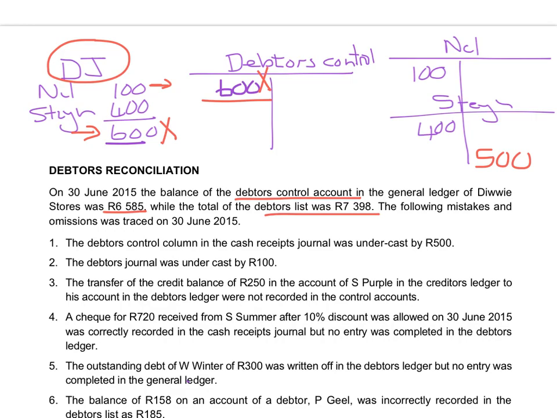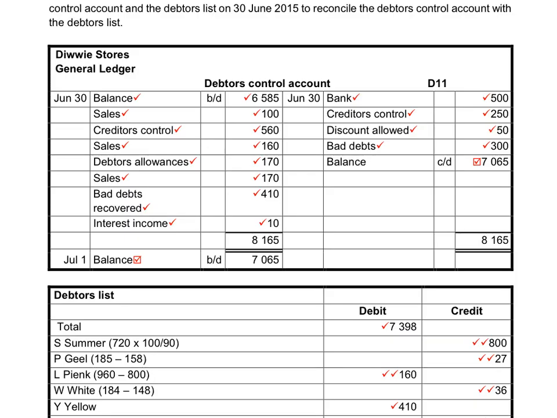That is automatically an indication that there's a mistake because the two are not the same. We will start the debtors control account with the balance that we calculated, and we will start the debtors list with the total that was already recorded, and then we will correct all the entries. In the debtors control account, we will therefore show that the balance on the debit side, after we've done all our entries during the month, was 6585, and the total of my debtors list is 7398.